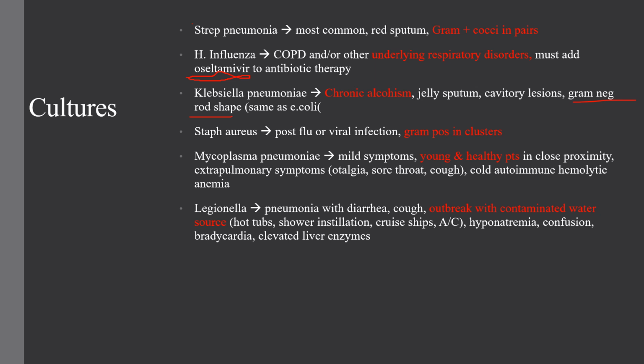So these ones right here are your typicals, and then these ones will be your atypical. So Legionella, the most important one, which is what I mentioned earlier, is the outbreak with a contaminated water source. So that could be hot tubs, shower installations, cruise ships, AC, and it can present with hyponatremia, confusion, bradycardia.